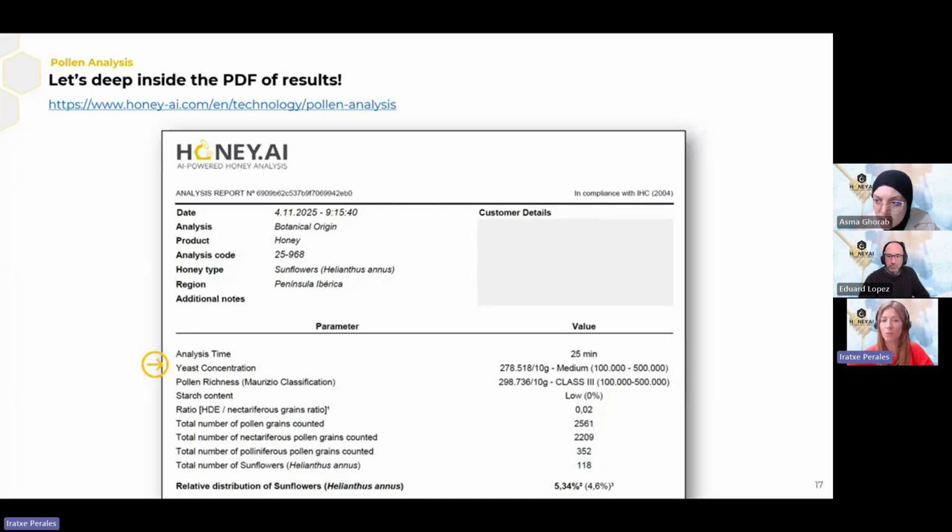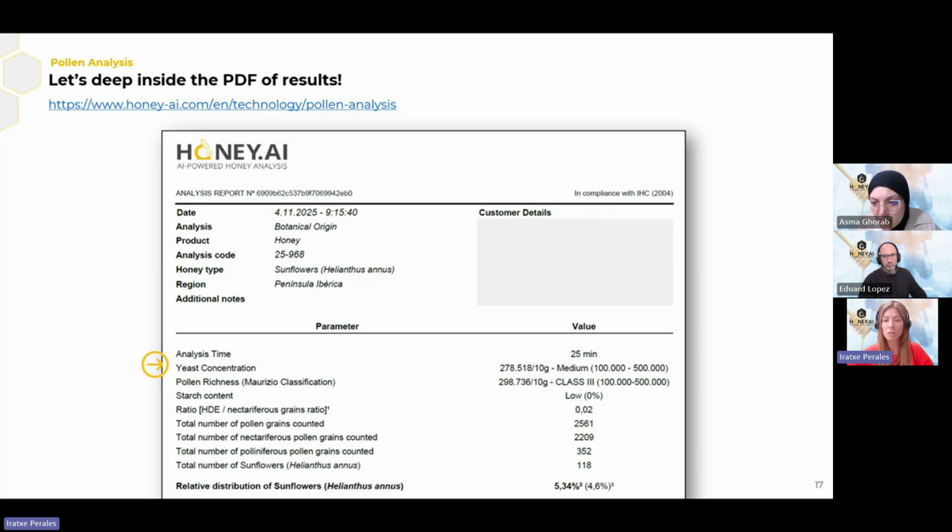Yeast concentration, this is very important. You will receive an estimation of the yeast concentration of your honey. Here, the yeast concentration is dead and alive, both. We always say in the observations panel at the end that if the yeast concentration is medium or high, and you have high moisture, like above 17%, and the honey is not pasteurized, then send it to the lab for further analysis, because you can have problems when packing. Okay, high moisture, high yeast concentration, this is a risk when packing.